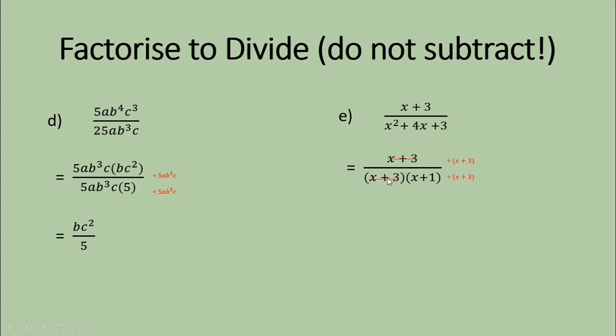This is where you might have seen this crossing out method. I don't particularly like it because a lot of people think that once they cross this out, that leaves us with 0 on the top. And as we just explained, that leaves us with 1 on the top. So this ends up being 1 over x plus 1.